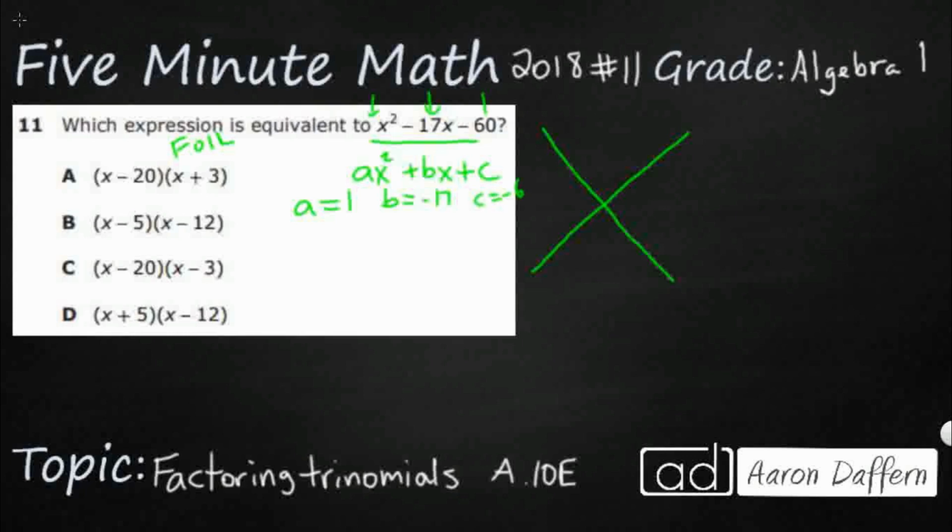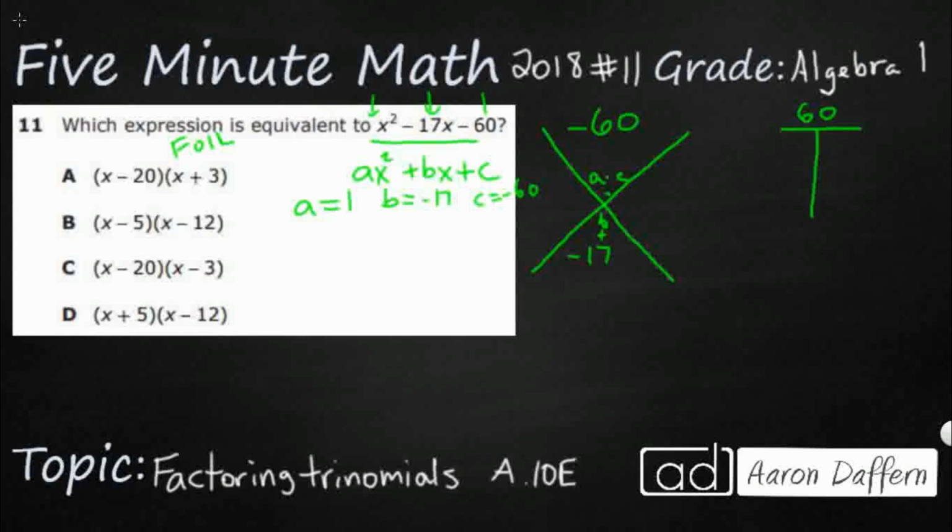Now, how does that help me? Well, in the top section, we want to multiply a times c. So 1 times negative 60 is negative 60. In the bottom section, we just write whatever the b is, so negative 17. What we're looking for is two factors that multiply to negative 60 but add to negative 17. Since the product is negative, one of the factors is going to be positive and one will be negative.